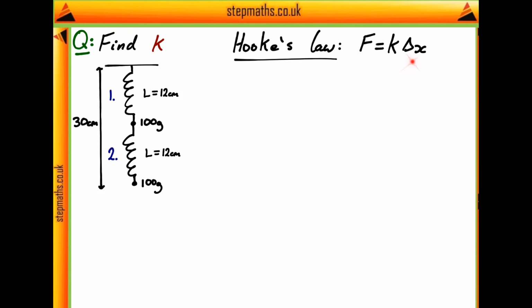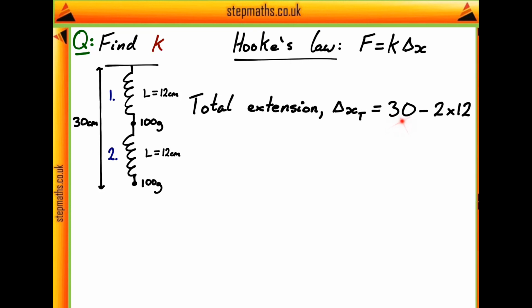Now, since we're going to need extensions, let's think about the information we've been given relating to extensions. We've been told that the natural length of each is 12 centimetres, and that in total this is stretched out to 30 centimetres. So the total extension is just going to be 30 take away this 24 from the total natural length of the springs, to give us a total extension of 6 centimetres. Now this is the total extension and not the extension of each of the springs, so it's not straight away useful, but it will come in handy, as we should hopefully see in a moment.